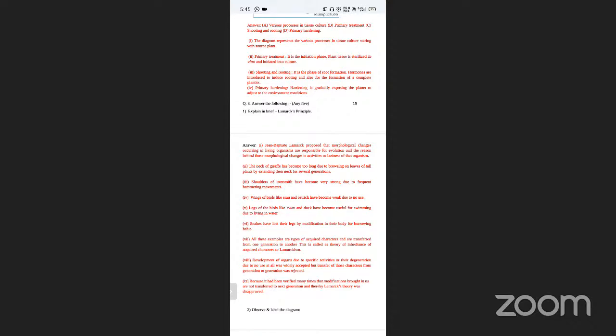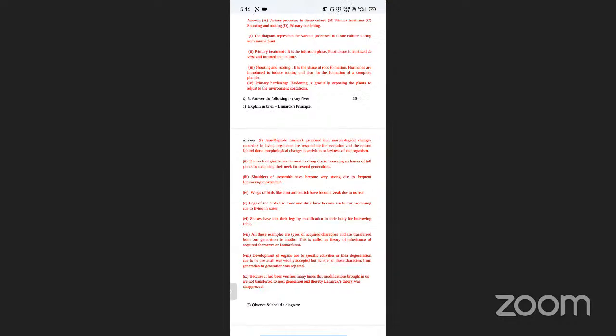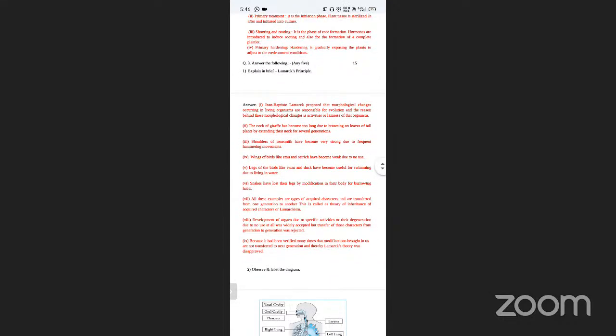Point number 2 is, the neck of the giraffe has become too long due to browsing on leaves of tall plants by extending their neck for several generations. If you see the giraffe's neck, it has become too long because of the search for leaves from tall plants. It is not a quick process. It has taken so many years, and because of this you can see that the neck of the giraffe has been extended too long.